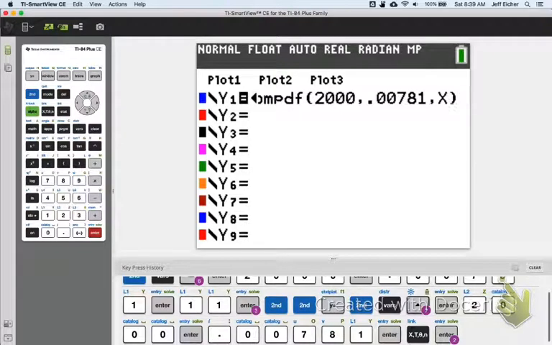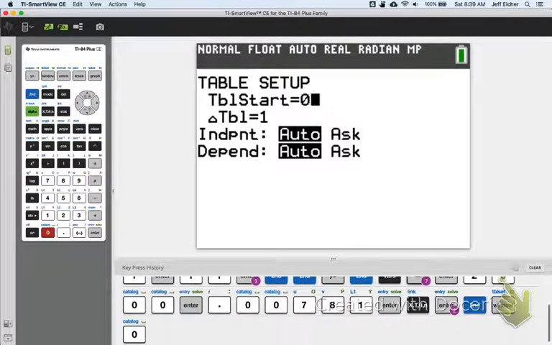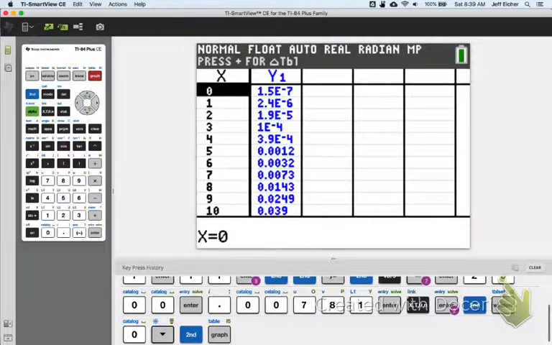And now if we just look at our table, so if we go to second window, which is the table setting, it says TBL set above, set your table. And we'll start it at 0, and we're counting by ones. And the independent and dependent variables automatically are calculated for us. So then to look at the table, instead of hitting graph, you'll hit second graph, which says table above it. And here are the probabilities.